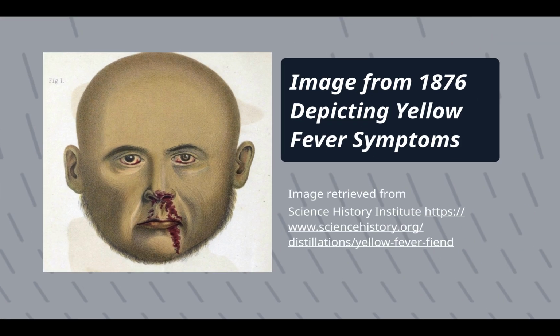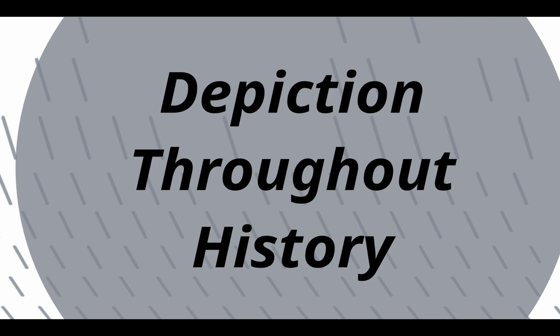So, when looking at this image from 1876, it shows a man who is pretty severely infected with yellow fever, and you can see those signature blotchy skin and the yellow skin and eyes.